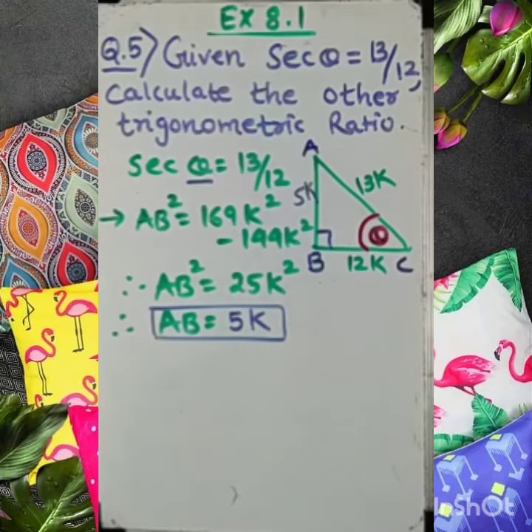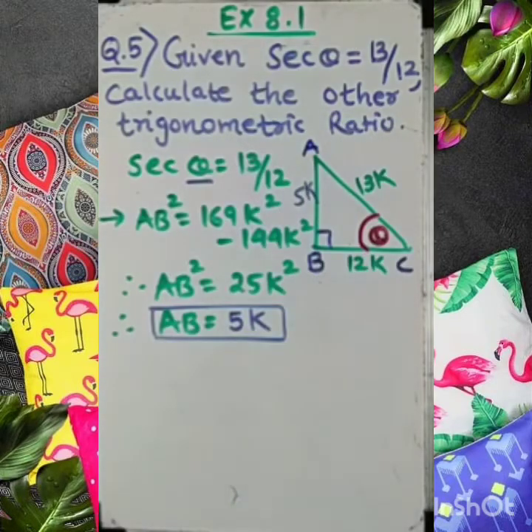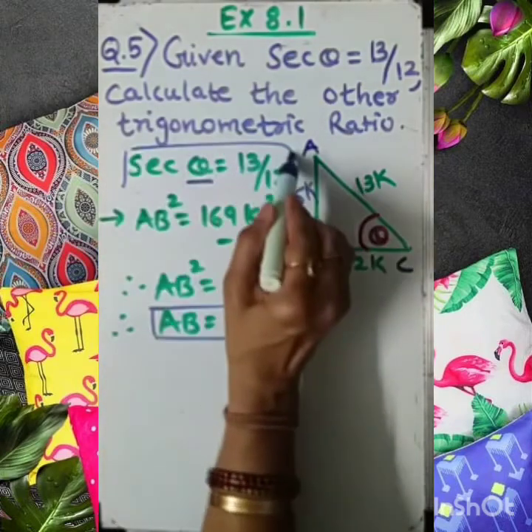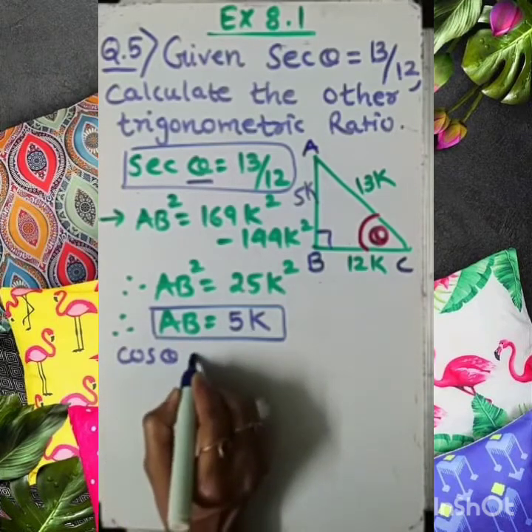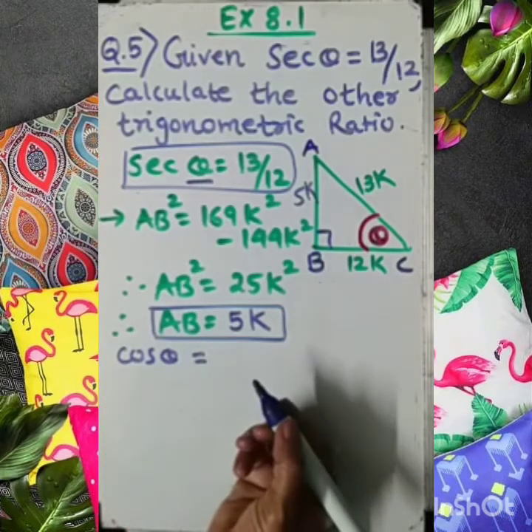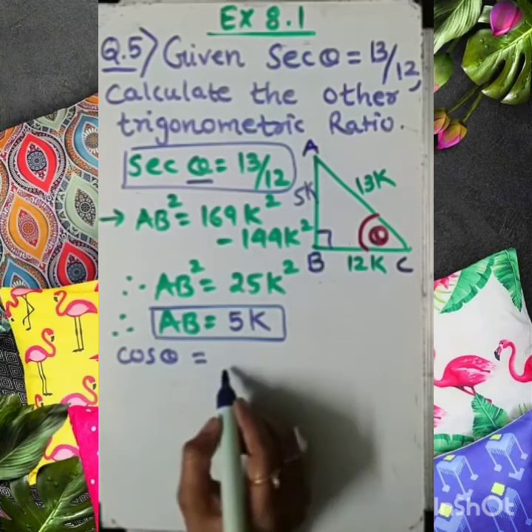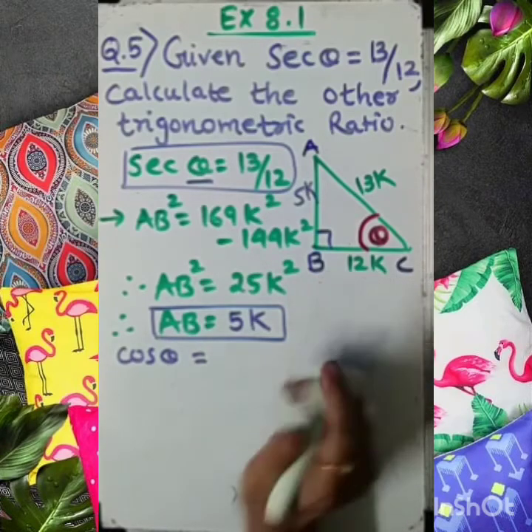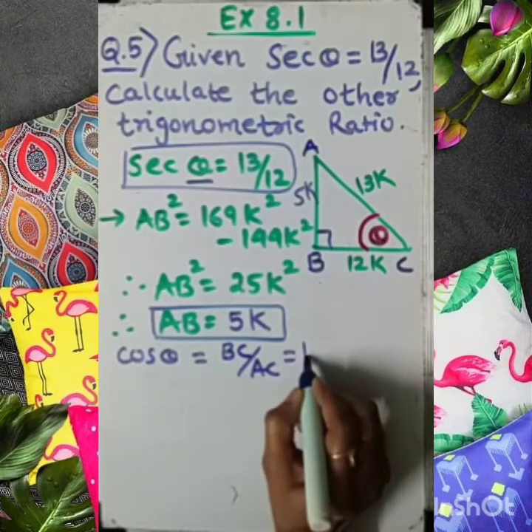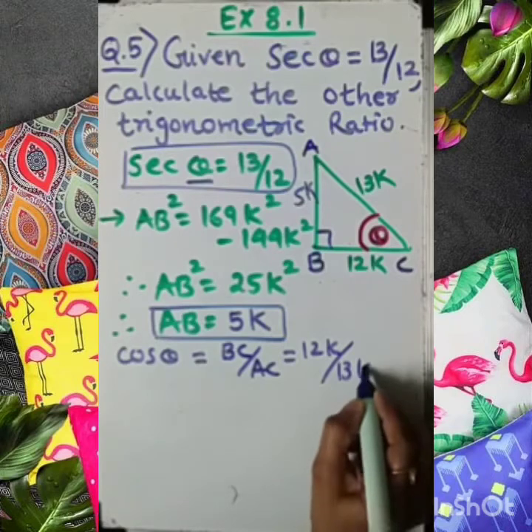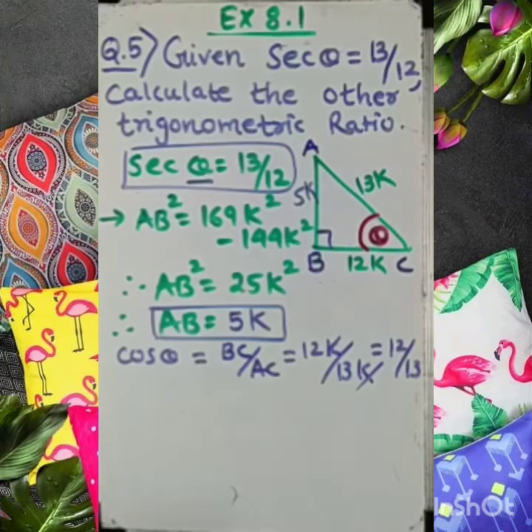Got it? Now, one by one, we need to find all the other trigonometric ratios. As sec theta, its value is already with us. So let me focus first on cos theta. We know cos theta is the inverse of sec theta. But cos theta means B by H. According to this theta, it will be BC upon AC. BC upon AC means 12K upon 13K. K cancels, so it will be 12 by 13. This is the value of cos theta.